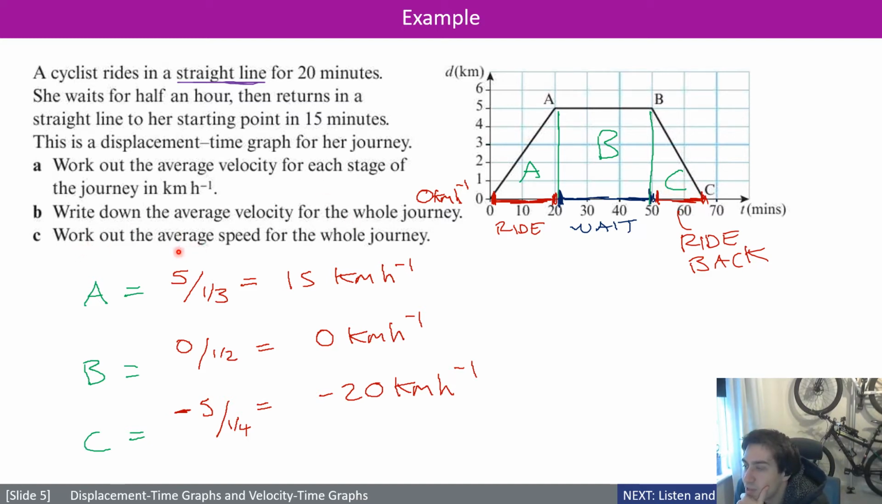And then work out the average speed for the whole journey. Right, okay. So the average speed, let's call this part C, remember, is going to be total distance divided by time taken.